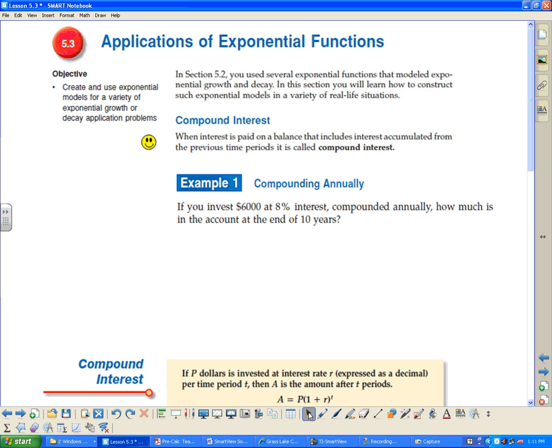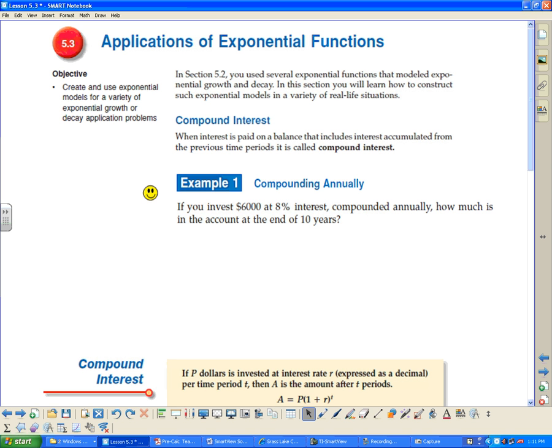When interest is paid on a balance that includes interest accumulated from the previous time period, it is called compound interest. We're going to look at, first of all, annually, and then what happens when we compound interest more often than that. So we're going to look at monthly, yearly, daily, and then in another example later on, we'll actually be looking at what happens when we compound it continuously.